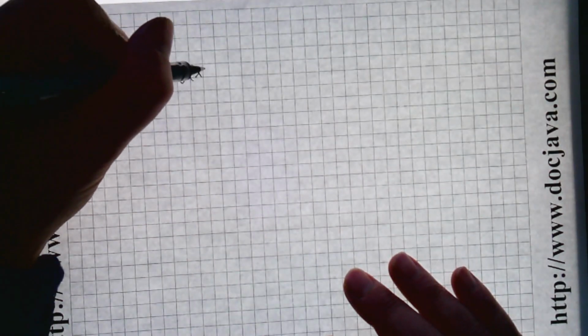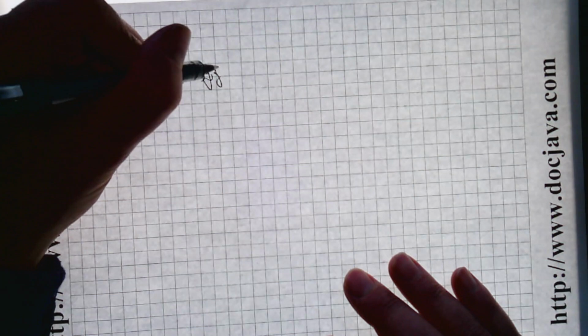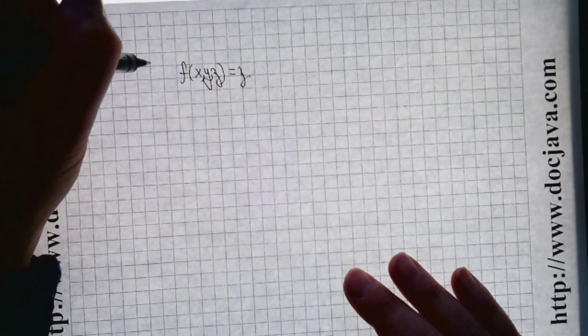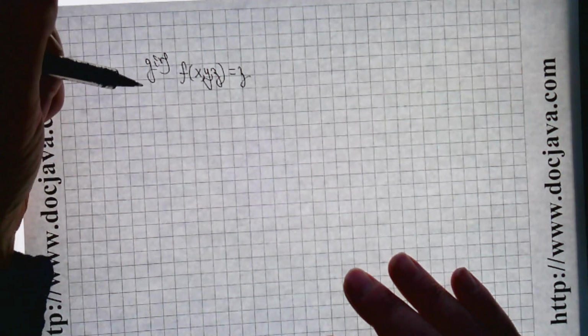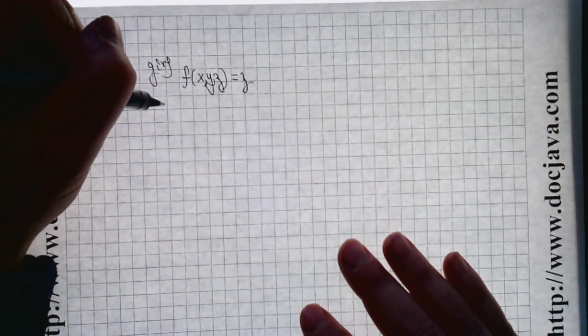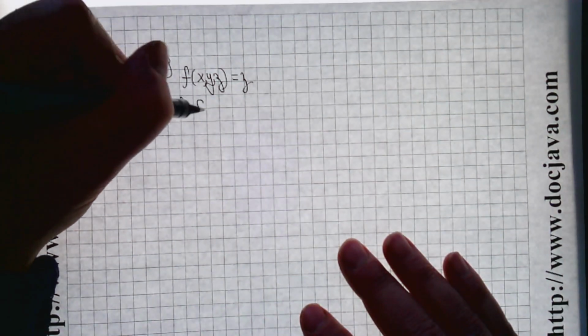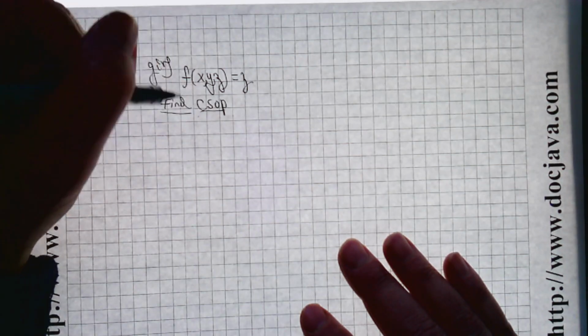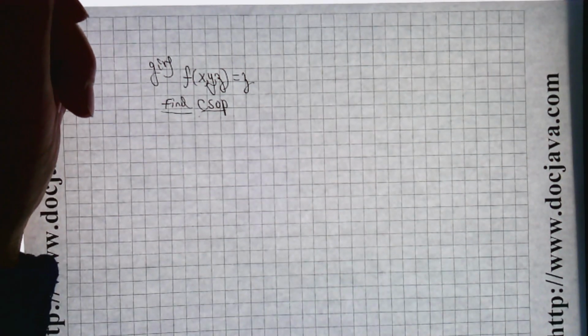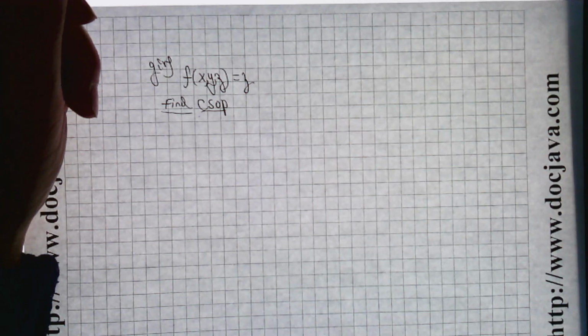F of x, y, z equals z. Given f of x, y, z equals z, find the canonical sum of products. How do I do that? Let's see. Brianna, how do I do that?